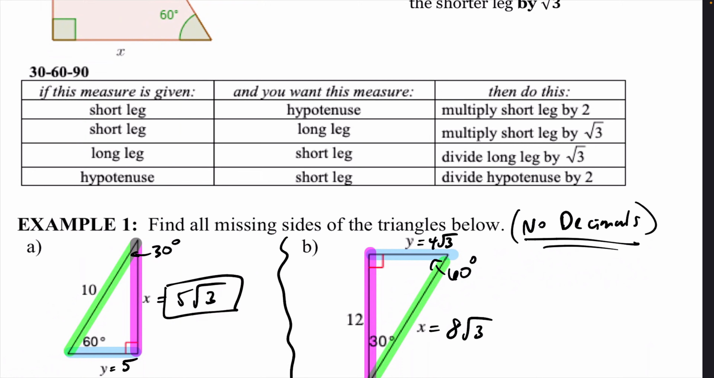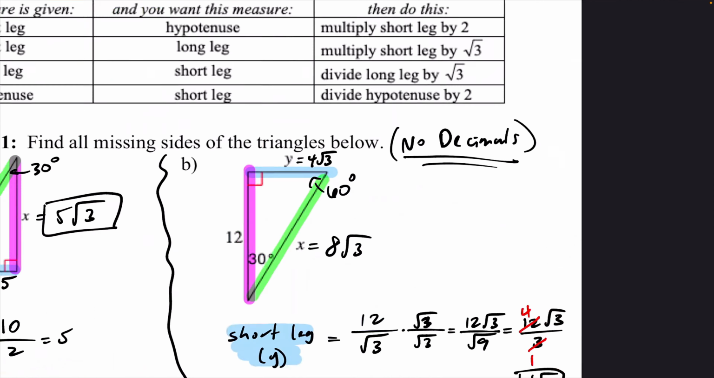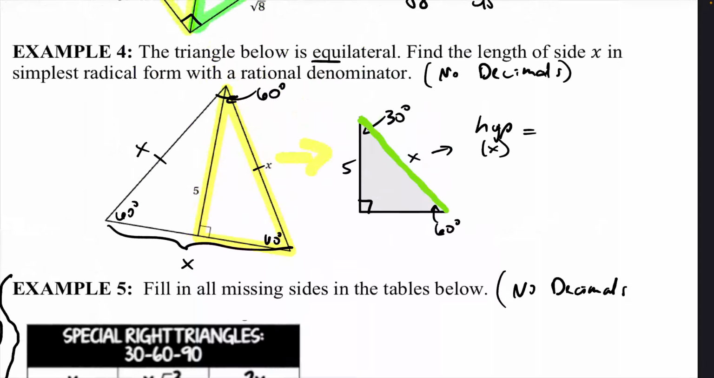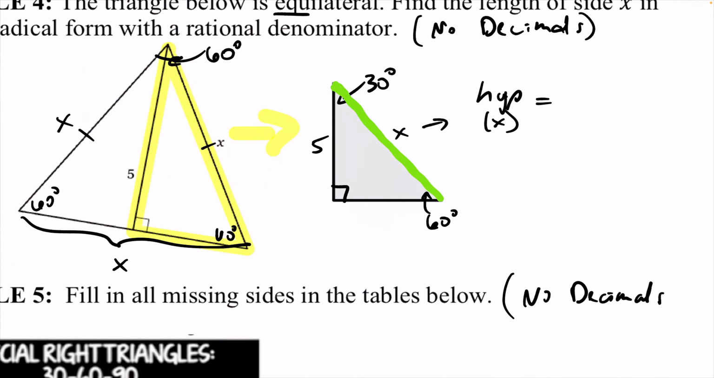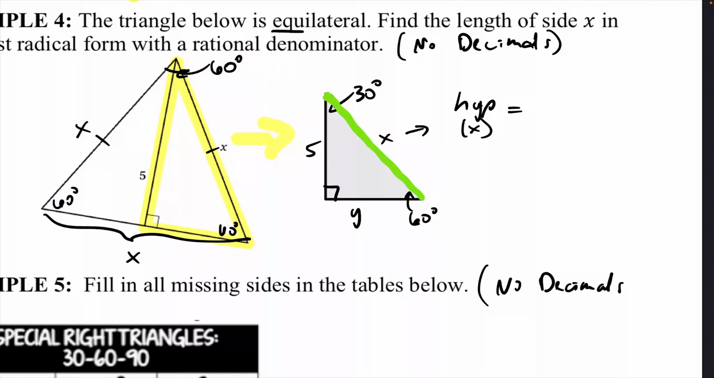So I got to find the short leg first. If I know the long leg, I got to find the short leg first. So how do I do that? I divide the long leg by the square root of 3. Divide the long leg by the square root of 3. Okay, so we'll call this y down here. So the hypotenuse, I'm going to put that on ice for a second because we can't do anything about that yet. So I got to find the short leg first.